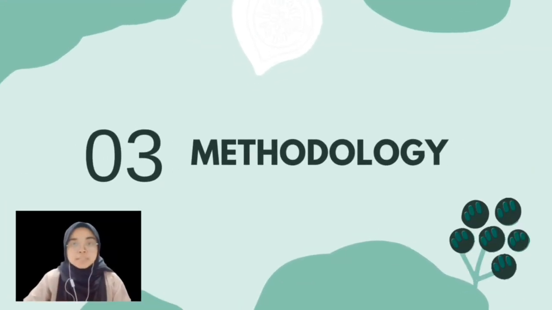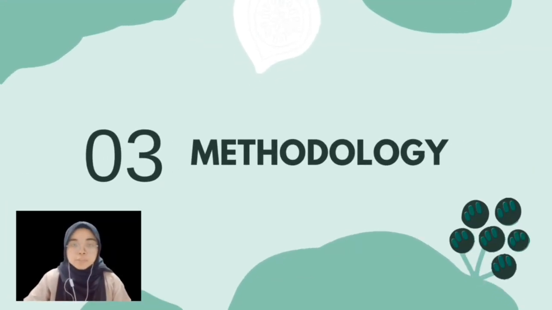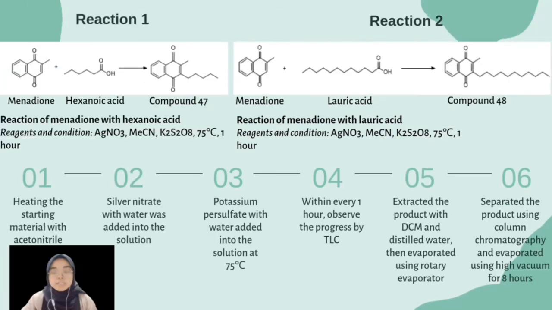Next section that I want to explain is the methodology that I have done in my research topic. In this research, I have done two reactions with the starting material menadione. First reaction was menadione with hexanoic acid that produced compound 47. Second reaction was menadione with lauric acid that produced compound 48.